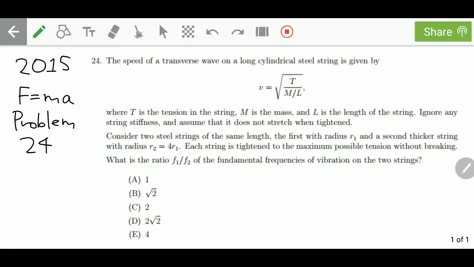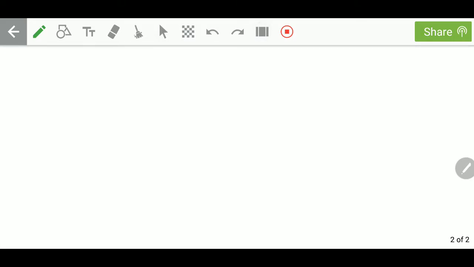And we are told that we have two steel strings of the same length, and the second one has 4 times the radius of the first, and each string is tightened to the maximum possible tension without breaking. And we are asked to find the ratio of their fundamental frequencies of vibration. So first we should discuss what is a fundamental frequency.